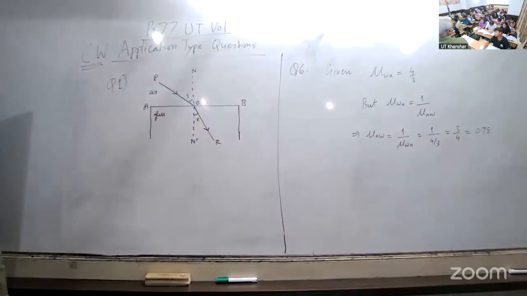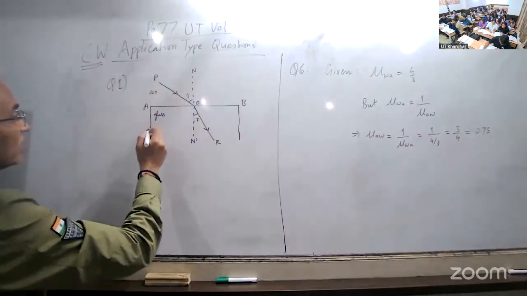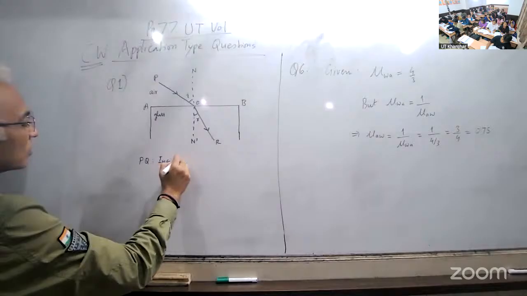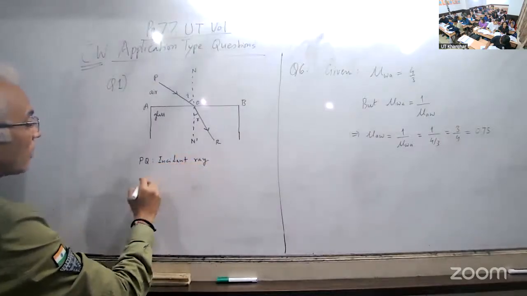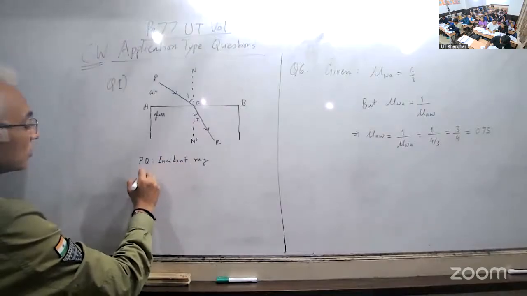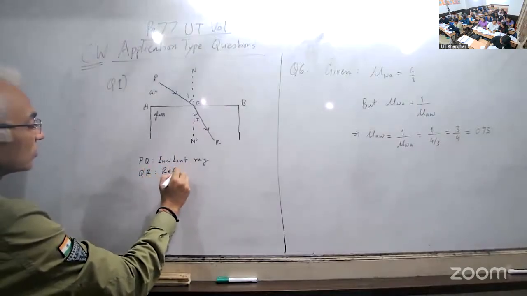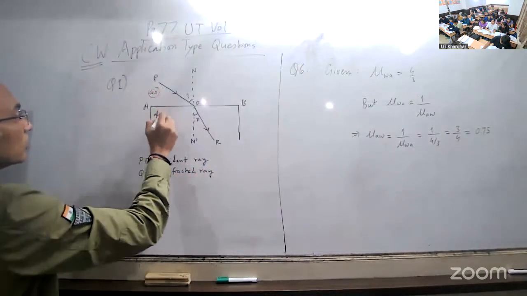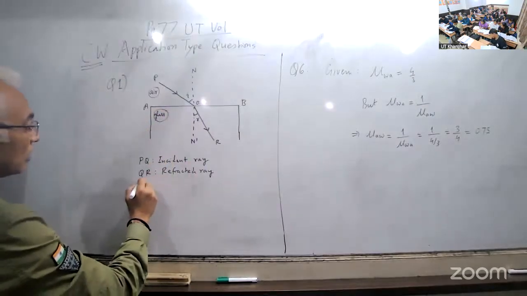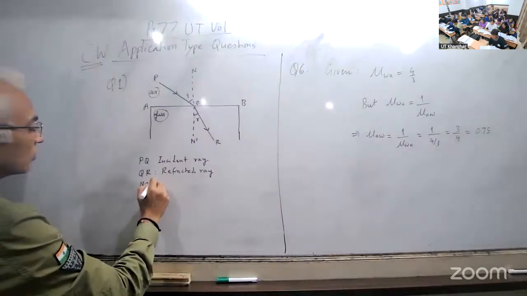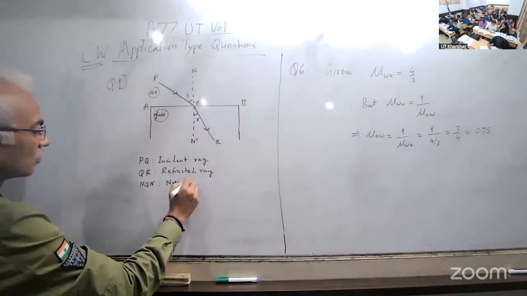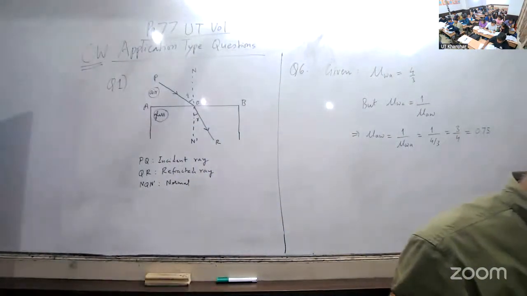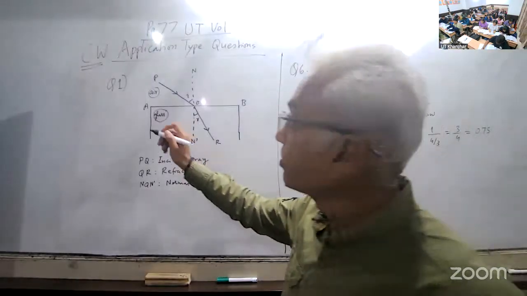That's it. So what is the incident ray? Either you write incident ray here. This is incident ray. So PQ is incident ray. UR is refracted ray. Right? Normal. The whole chapter is this. So this is the first part.